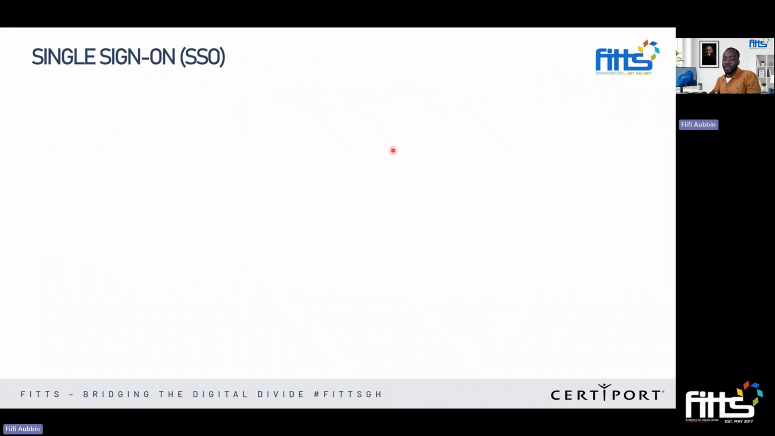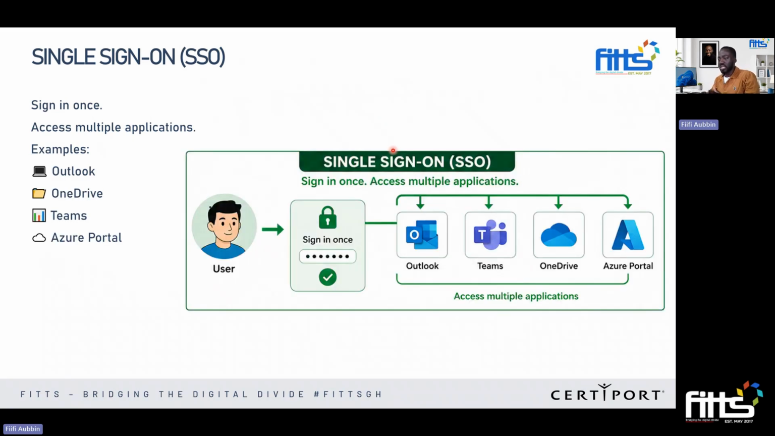So we have another technology that we need to understand, and that is what? Single sign-on. So you sign in once, then you have access to what? Multiple applications. Just like your Microsoft 365 account, once you sign in, you have access to use Word, Excel, PowerPoint, Outlook, Microsoft Teams, your OneDrive. So once you sign in once, you don't need to be signing in to every application. So that is what it means. For example, Outlook, OneDrive, Teams, Azure Portal. So you sign in once, then you have access to all these applications. That is what it means to have single sign-on.